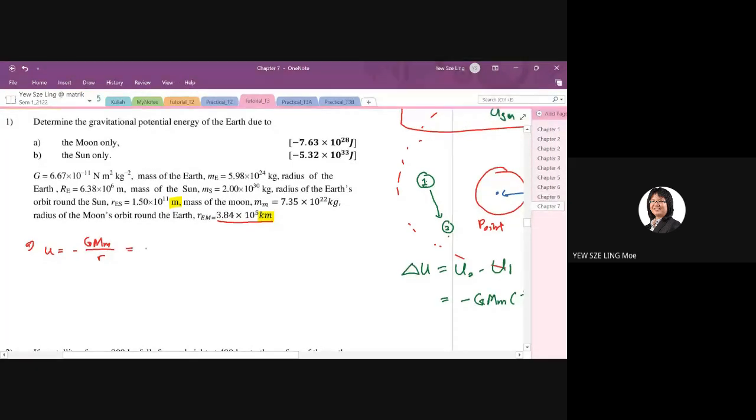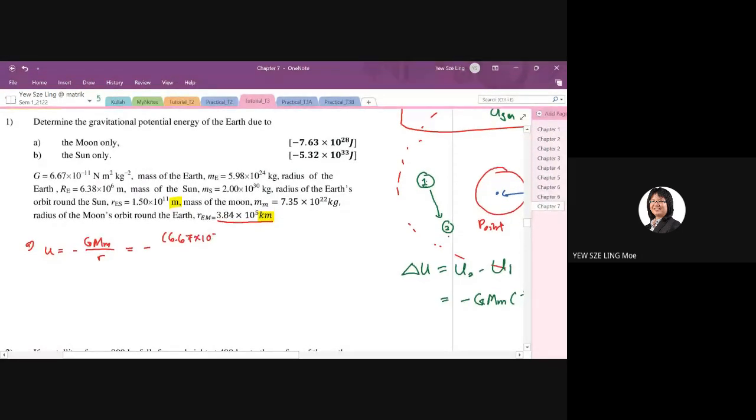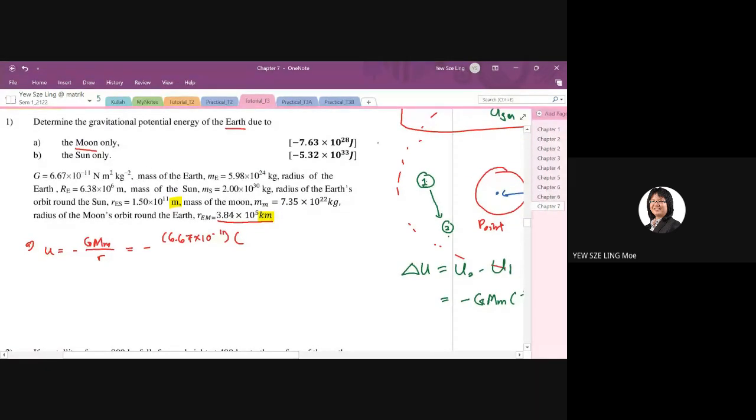Therefore, you have negative G, which is given as 6.67 times 10 to the power of negative 11, times the m. Now, you're going to calculate the potential energy between the Earth and the moon. So you need to use the mass of the Earth and the mass of the moon.